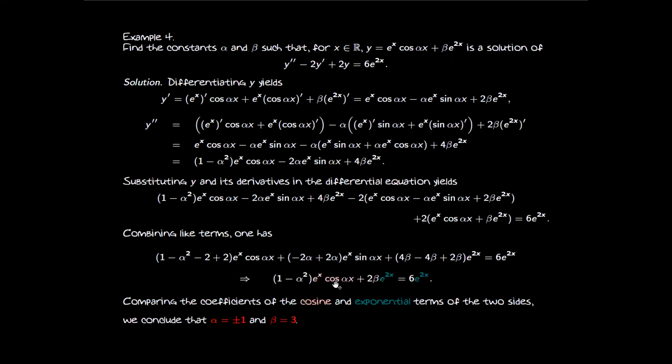So comparing the coefficients of the terms here, we're going to get 1 minus alpha squared is 0, which implies alpha is either plus or minus 1. And 2 beta is equal to 6, which implies beta is going to be 3. So that means in order to get a solution of this format to this differential equation, we must have alpha be either positive 1 or negative 1, and beta has to be 3.